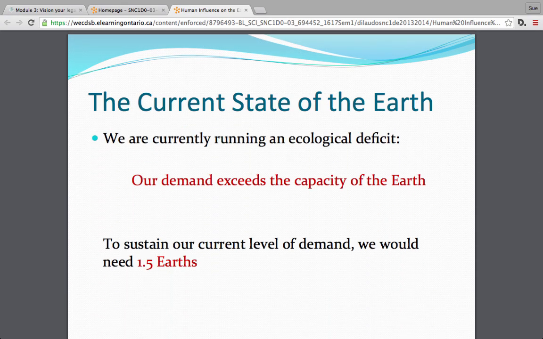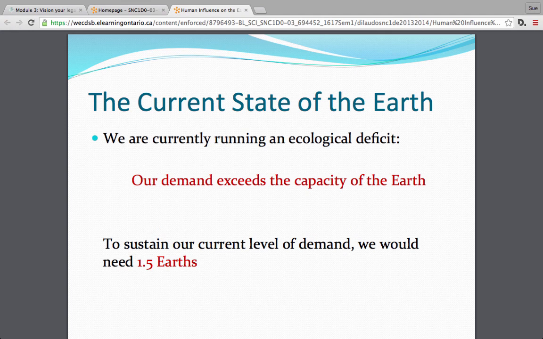Now, that being said, if we look at the current state of the Earth, we say that we are running an ecological deficit. That means that our demand, so the ecological resources that are required to sustain our population in the whole biosphere, are currently exceeding the capacity of the Earth. So the resources we need are far greater than what the Earth can actually sustainably provide. So the Earth is not able to sustainably provide this level of resource usage over the long term.